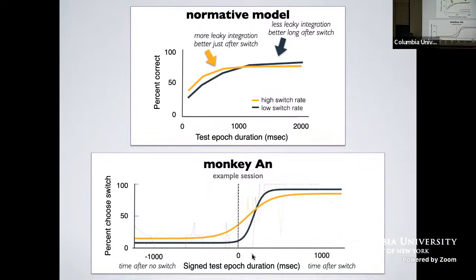So the right side is everything I just showed you. So after a switch, the last duration performance, right? But now what I'm talking about, not just percent correct, but it's the percent that they chose the switched direction. Okay, but we can now unfold this and the negative times now are the conditions where at that same time, the final stimulus direction did not switch relative to just before it. And so the probability that the monkey chose the switch direction is super low. So we can just get these full psychometric functions this way.